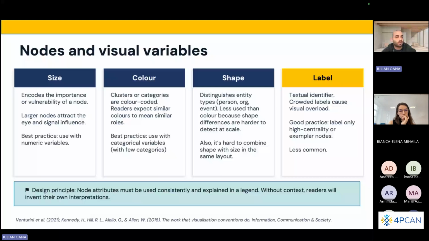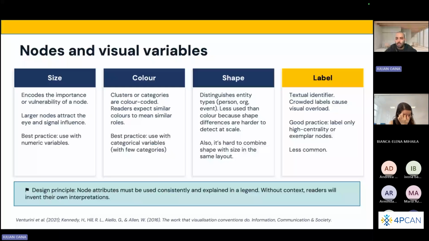In a network visualization, we can either leave all nodes with the same size, or we can decide to make some nodes bigger and others smaller, depending on various criteria. And of course, when we do this, it's to be expected that larger nodes will attract the attention and will signal some sort of influence or importance.